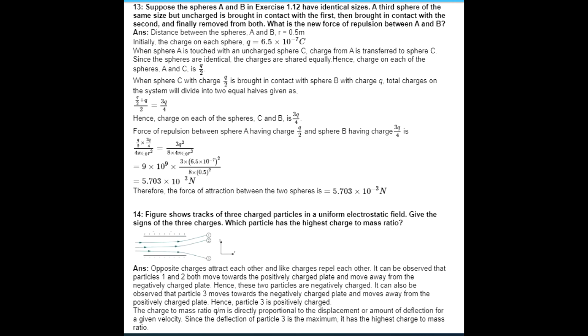Now the charge to mass ratio, that is q/m, is directly proportional to the displacement or amount of deflection for a given velocity. Since the deflection of particle 3 is more, it has the highest charge to mass ratio.